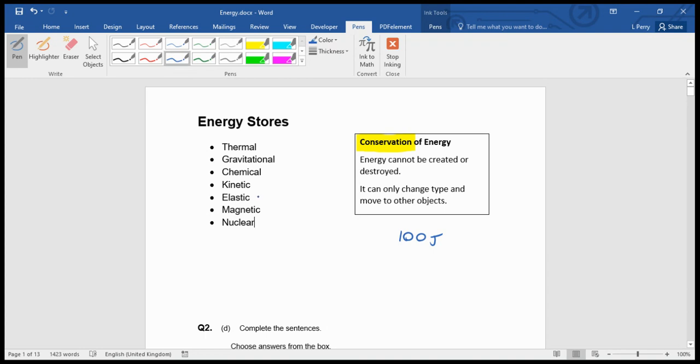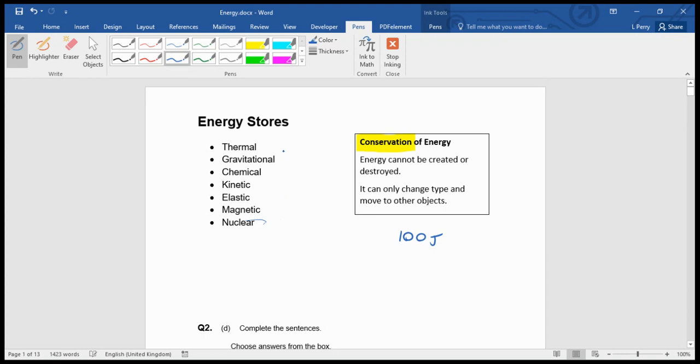Elastic energy is anything that stretches and squashes. Magnetic energy is magnets. And nuclear energy is, well, nuclear energy. Now, these last two don't come up too often because there's only specific examples they come up in. Magnetic's very easy to identify because there must be something to do with magnets. And nuclear energy generally only comes up in stars are powered by nuclear fusion or nuclear power stations.